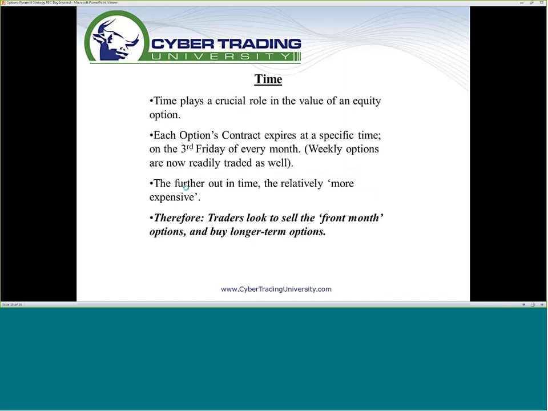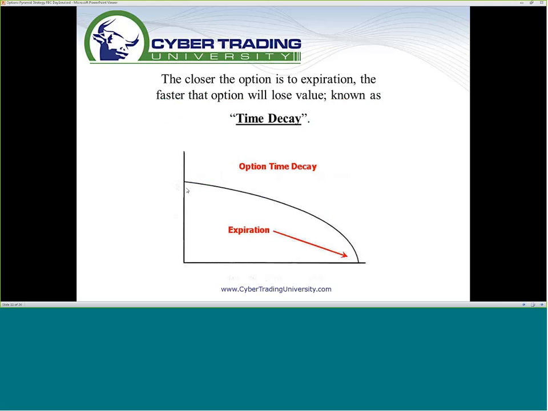Weekly options, of course, expire very, very quickly because they expire every single week. We should be aware of that time decay, and we can use that time decay to our advantage. Generally speaking, we don't like to buy very short-term options because the time decay tends to hurt us. We like to sell short-term options and buy long-term options.